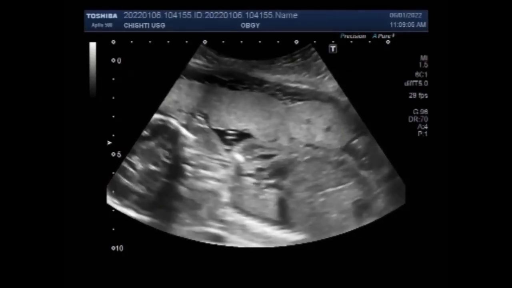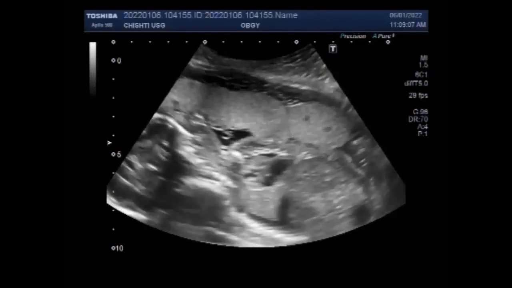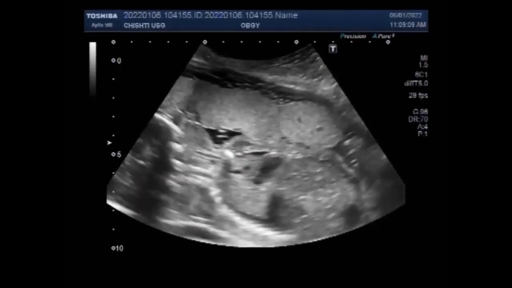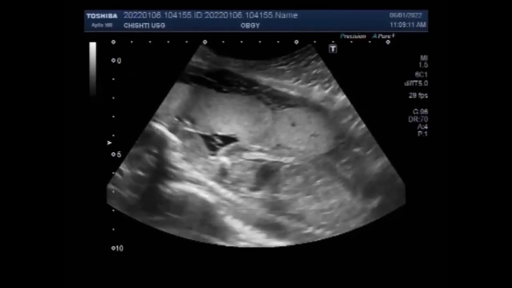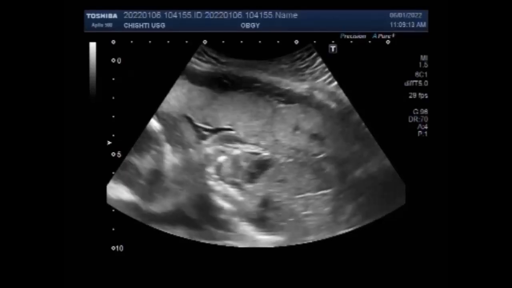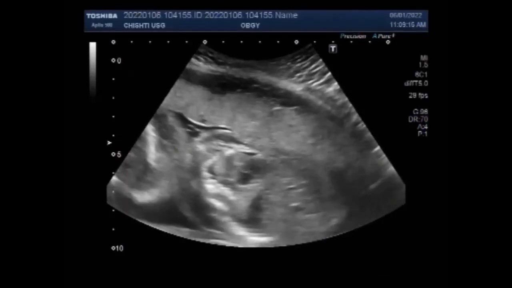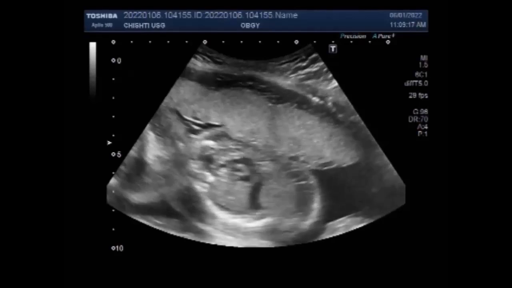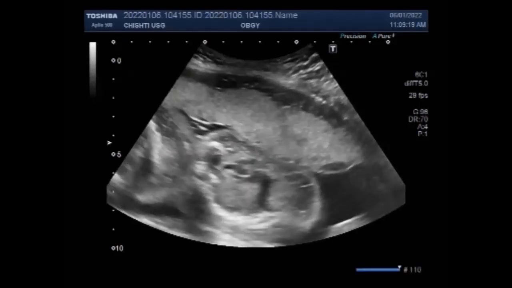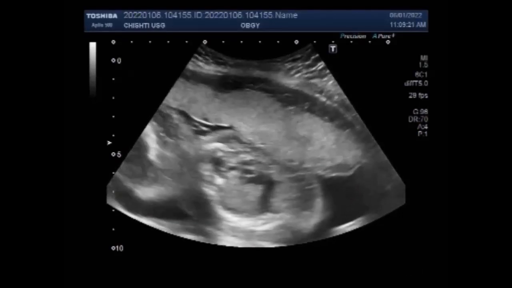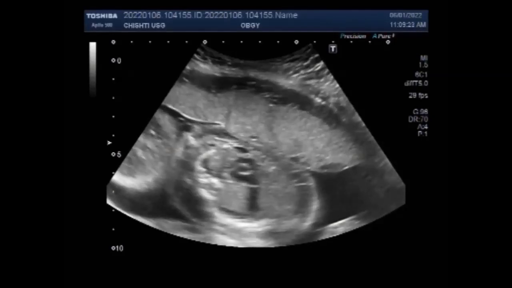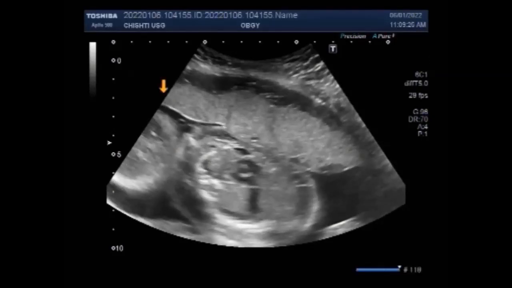Again, you can see the fetal cardiac activity. The placenta is anteriorly attached. It is partially right lateral, slightly. Now you can see the fetal heart. This is the minimum pleural effusion.